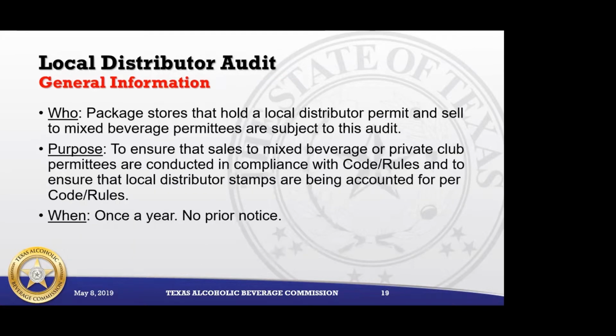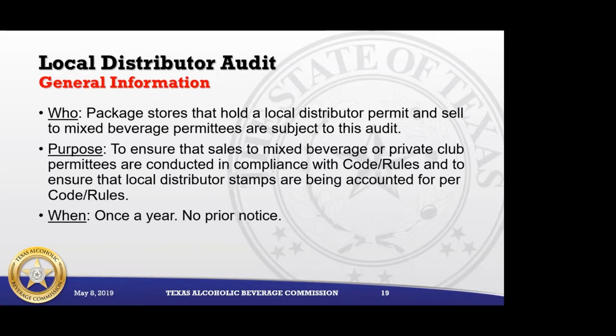The last audit type here is the local distributor audit. The general information is that this is done by any package store that holds a local distributor permit and sells to mixed beverage permittees who are subject to this audit. What we're trying to conduct with this one is to ensure that sales to mixed beverage or private club permittees are conducted in compliance with the code and rules, and to ensure that local distributor stamps are being accounted for per code or rules.